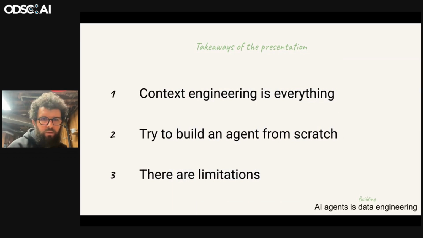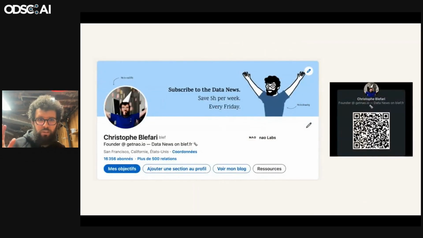And that's all for the presentation. Here are the takeaways that I already gave at the beginning of the presentation. Context engineering is everything. You have to try to build an agent yourself from scratch. And obviously there are limitations, but you have to know what the limitations are in your use cases to be better at building AI agents.